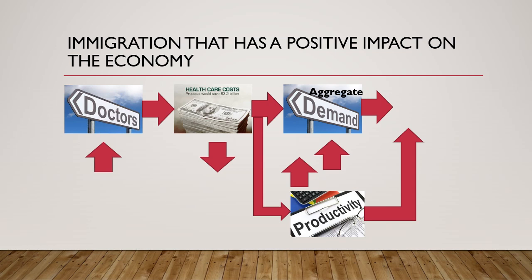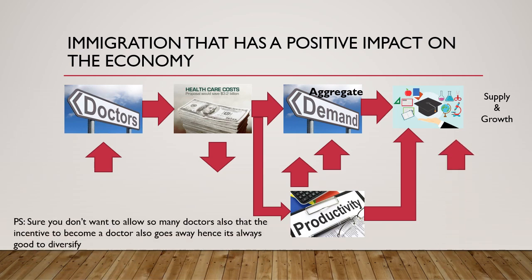These two factors combined together, the increase in productivity as well as the signal provided by the increase in aggregate demand, would mean that the supply of goods and services in the economy would increase, and that in turn means the growth of that economy of that nation would increase. So in here we can see that immigration of high-end labor has a positive impact on the economy of a country. Of course, you don't want to allow so many doctors to come in that the incentive to become a doctor itself goes away. So it's always better to have some control and diversify the immigrant pool.